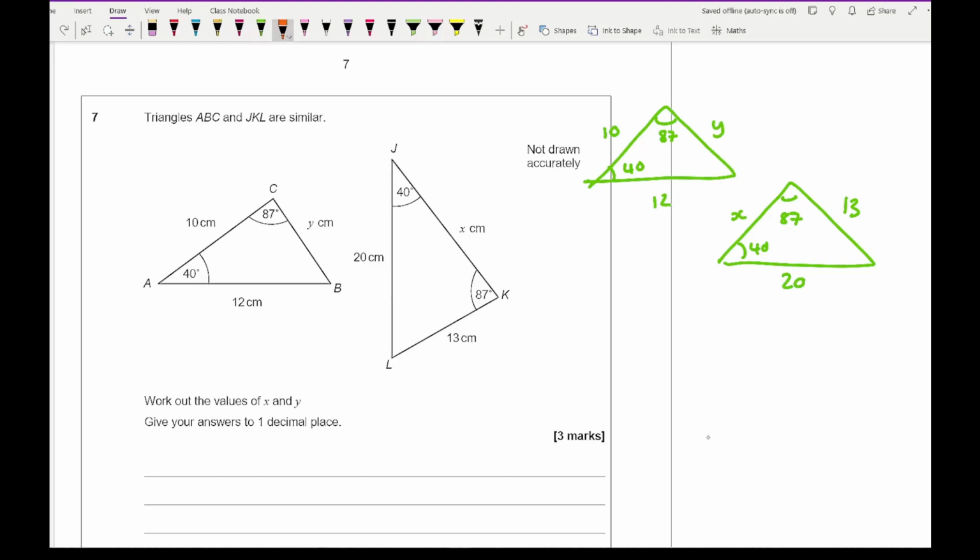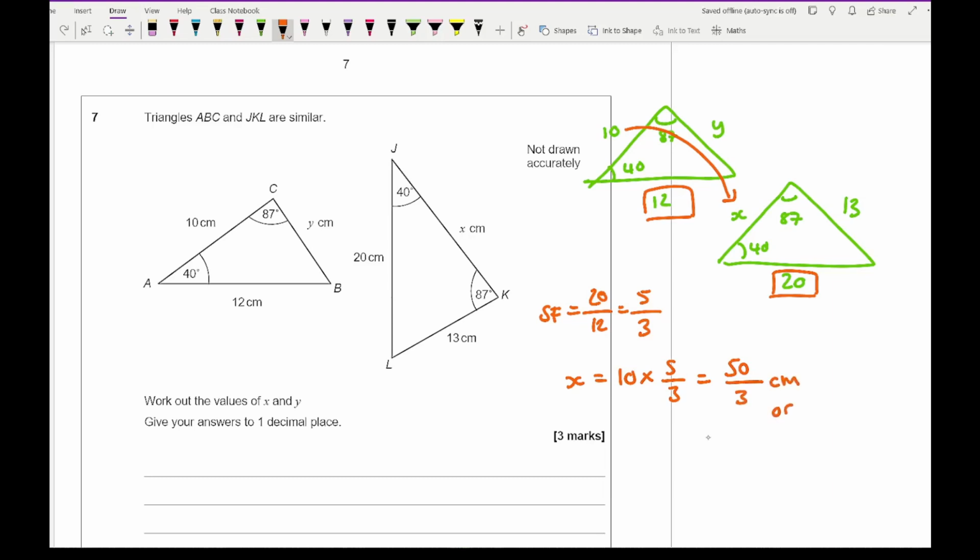So then to find the scale factor, I'm going to use 20 and 12. So it's 20 over 12, which is 5 over 3. So then to find X, I'm going from small to big, so therefore it's going to be 10 times 5 over 3, which is 50 over 3 centimeters, or if I wanted to write it as a decimal, it's going to be 16.7 centimeters, and that's to 1 decimal place.